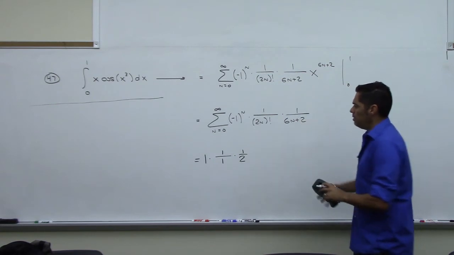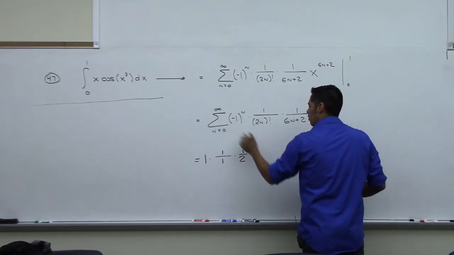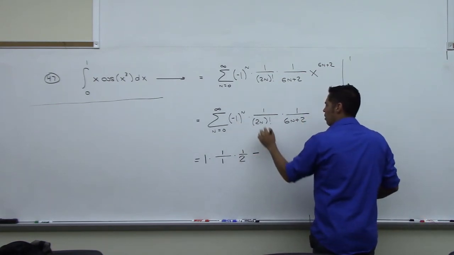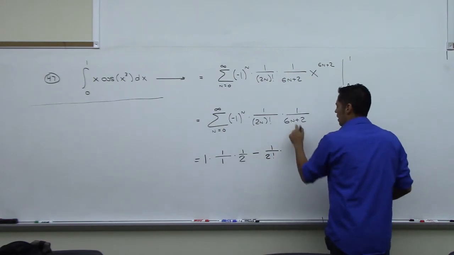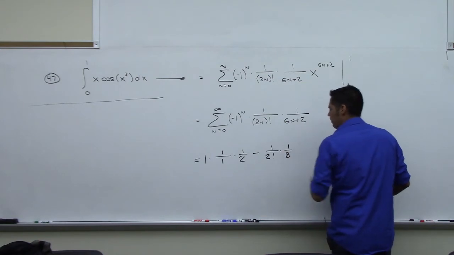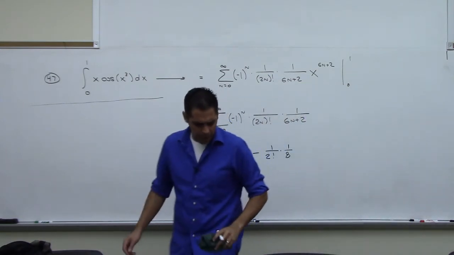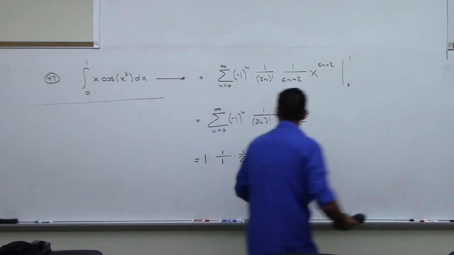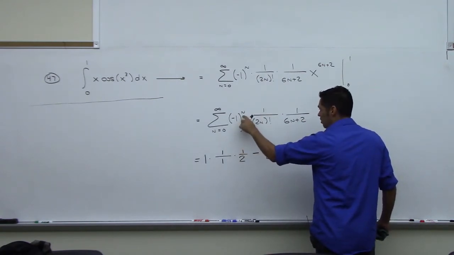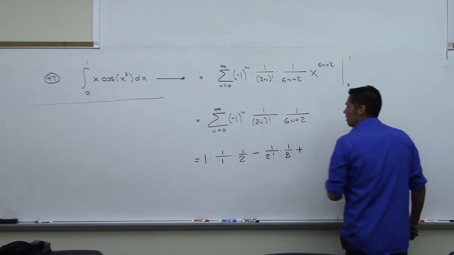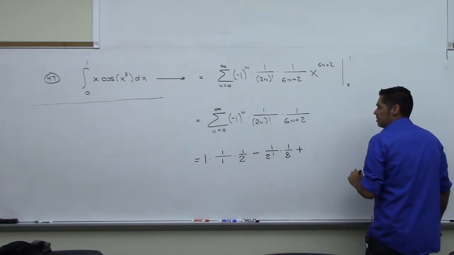Now I plug in 1. When I plug in 1, I get a negative 1, so minus. Plug in 1 in here, I get 1 over 2 factorial. Plug 1 in right here, I get 1 over 8. And let me just verify that this is working. Next one, I plug in n is 2. Negative 1 squared is positive, so we get plus. So this is an alternating series.